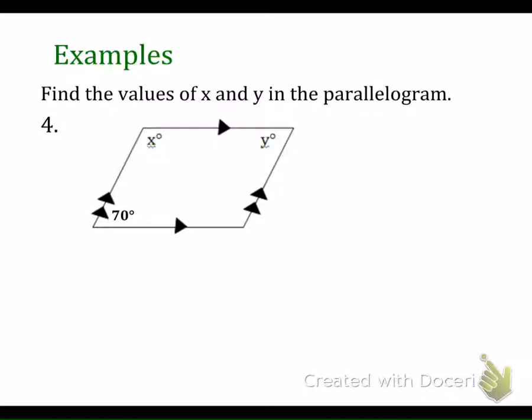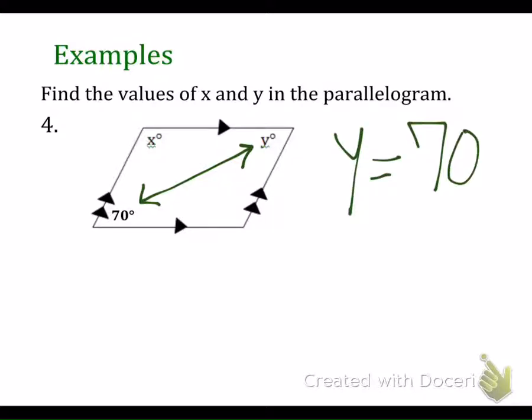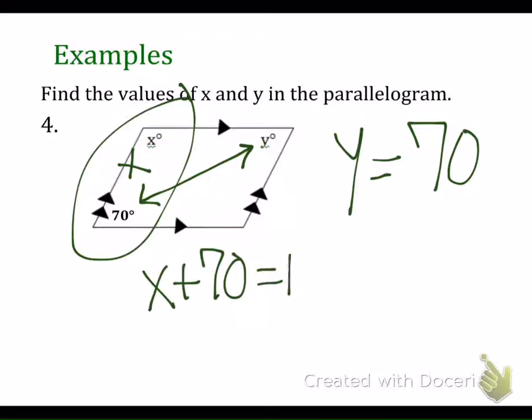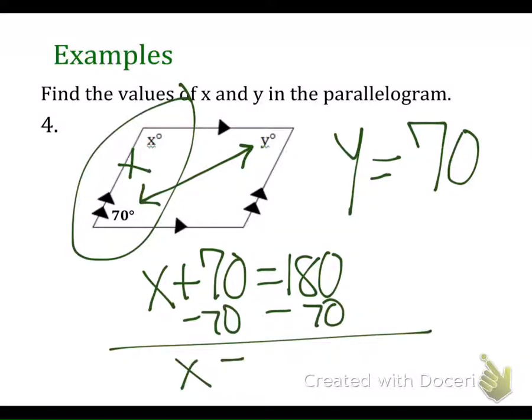Okay, so we need to find the value of x and y. So opposite angles are equal to each other, so we know that y is equal to 70. Now, consecutive angles side by side. We know that these two put together add up to 180. So I could do x plus 70 equals 180. Subtract the 70. So x is equal to 110.